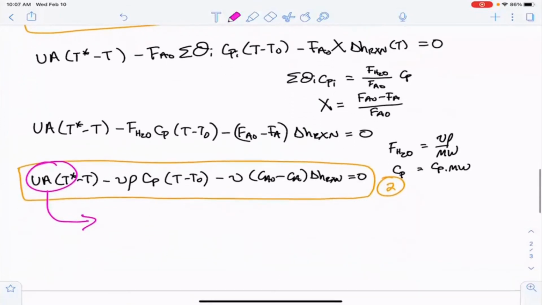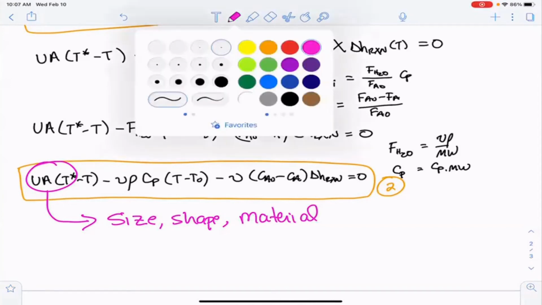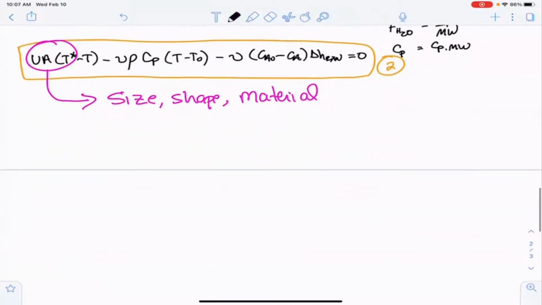Well, this is where we need information about the vessel. So we need to know the size, we need to know the shape, and we need to know what it's made from, right? And from there, we actually can figure this out. And let's do that using relationships that you guys already have seen from heat transfer.